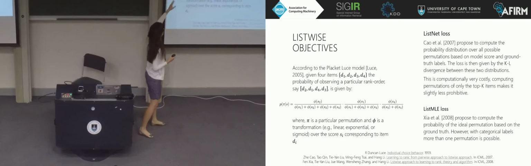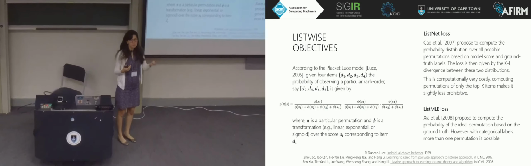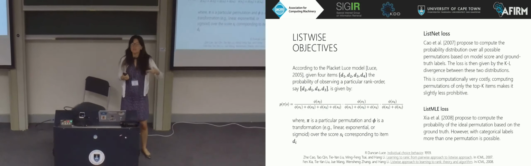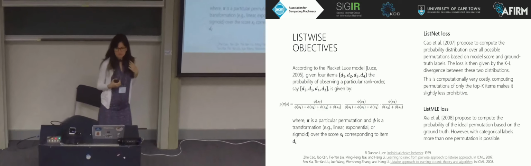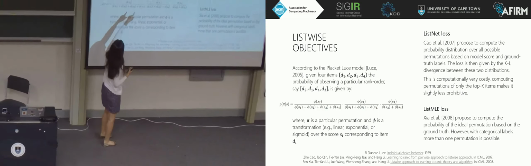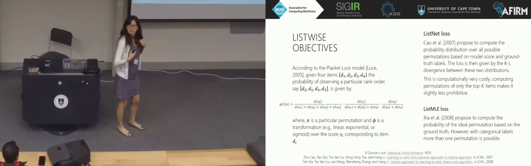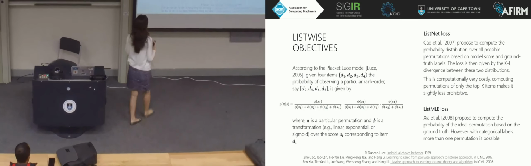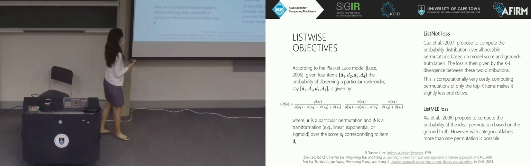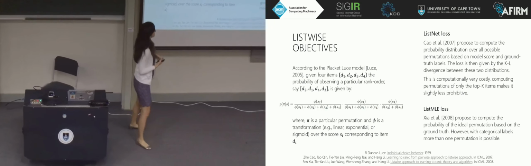And you can compute this probability over all possible rankings. So at the end, you have a probability distribution over all the different rankings that could be generated, given the scores generated by your system. This probability computation is based on the Plackett-Luce model, which is commonly used for generating a probability distribution over rankings. In here, phi can be a transformation, like linear, exponential, or sigmoid. A commonly used one is sigmoid.